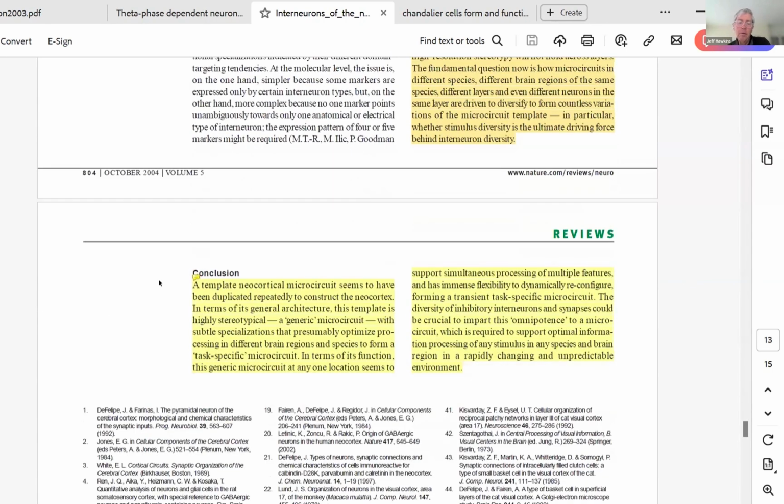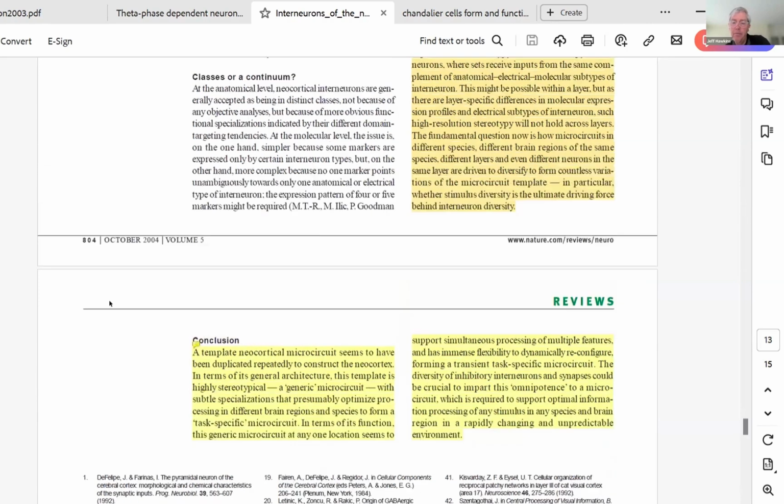And then they conclude, and the conclusion is just a summary of there's a common cortical circuit. A template neocortical microcircuit seems to have been duplicated repeatedly to construct a neocortex. In terms of its general architecture, this template is highly stereotypical, quote, a generic microcircuit with subtle specializations that presumably optimize processing in different brain regions. In terms of its functions, the generic microcircuit at any one location seems to support simultaneous processing of multiple features. I don't know what they meant by that. Anyway, basically they're saying there's a common microcircuit here.